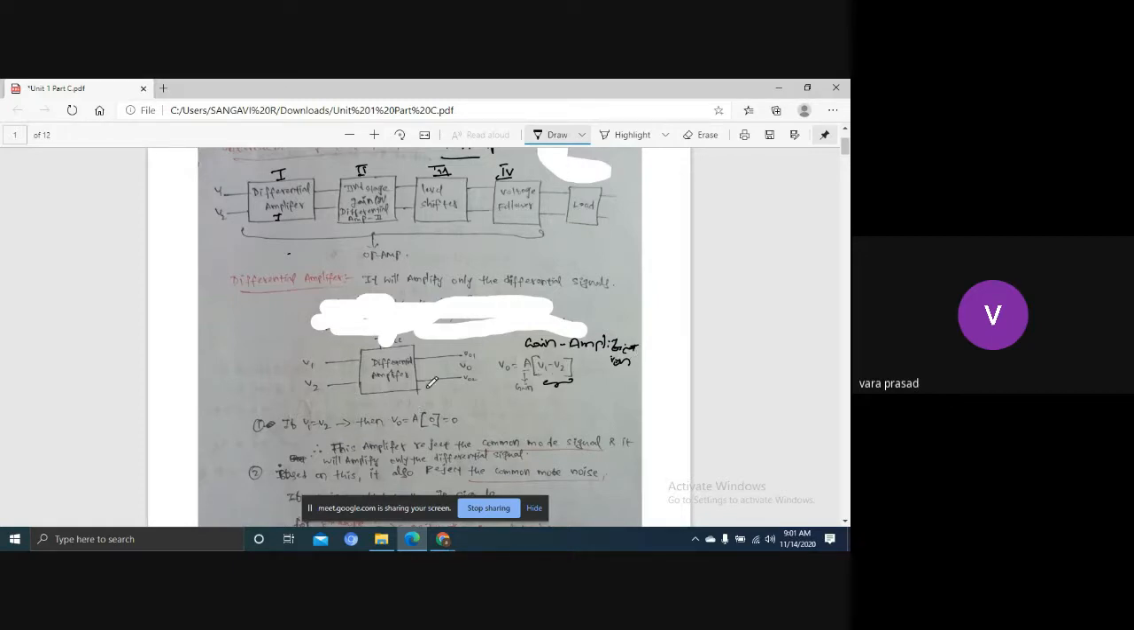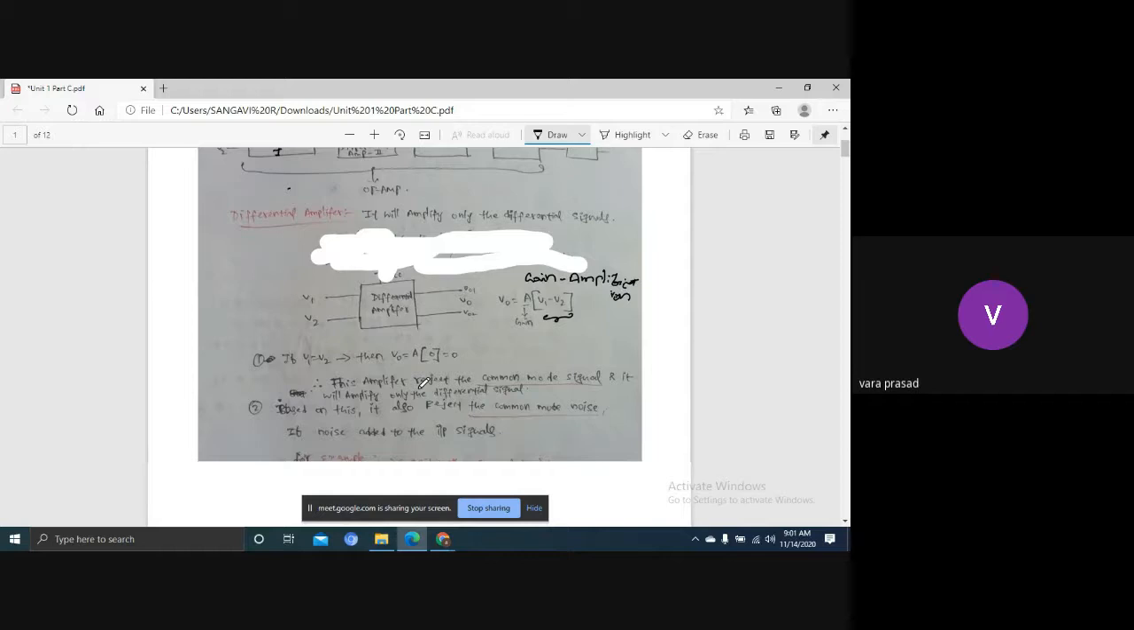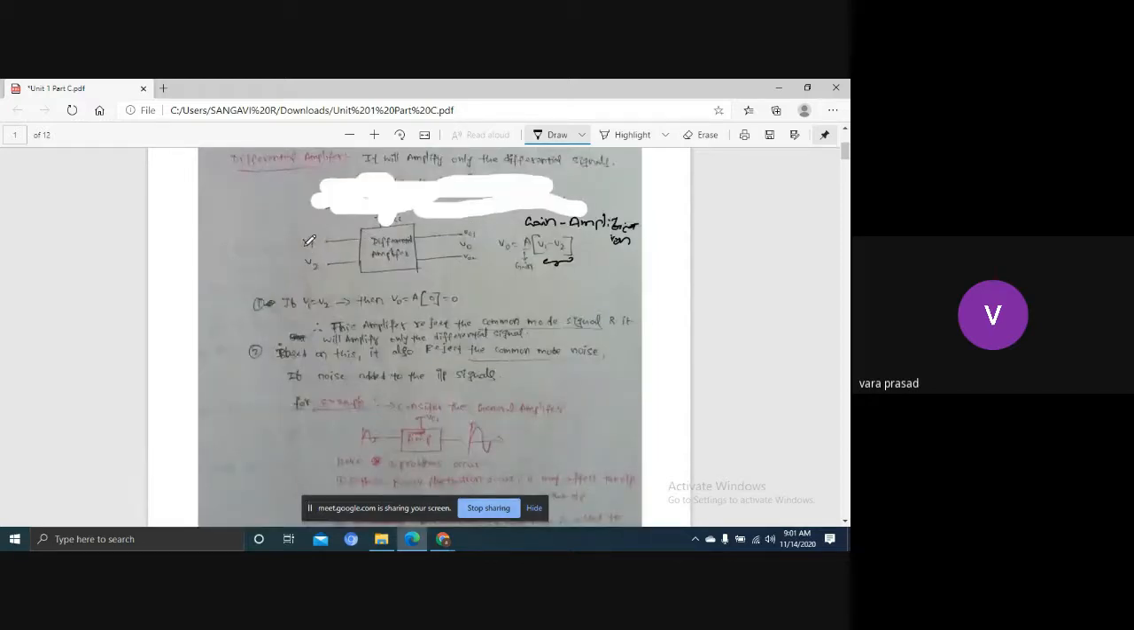And what is the advantage of using a differential amplifier? If the two inputs are the same, V1 equal to V2, what is going to happen? The difference will become 0, then V0 is equal to 0. This is the advantage: the amplifier rejects the common mode signal. If anything common is there in V1 and V2, it will reject it. If noise is common, it is going to be eliminated. That is the biggest advantage of the differential amplifier. When a signal travels from one place to another, noise is definitely going to be added. There are two types of noise: human noise and natural noise. That noise is going to be eliminated.